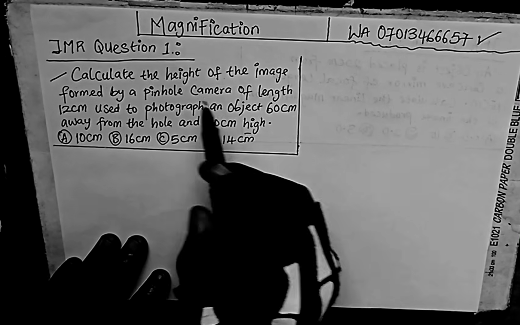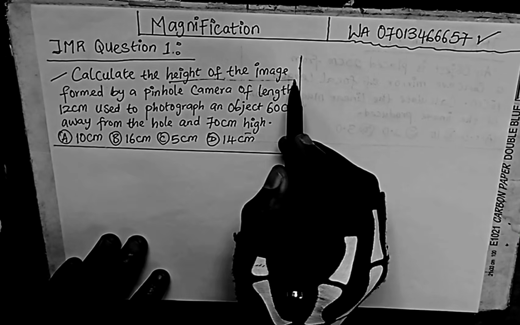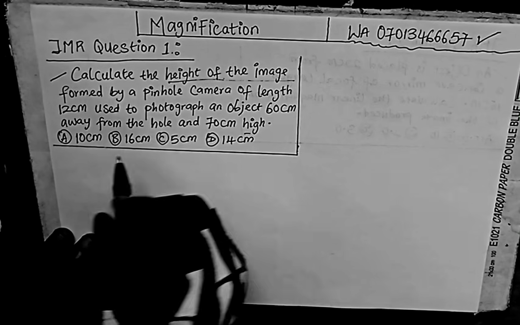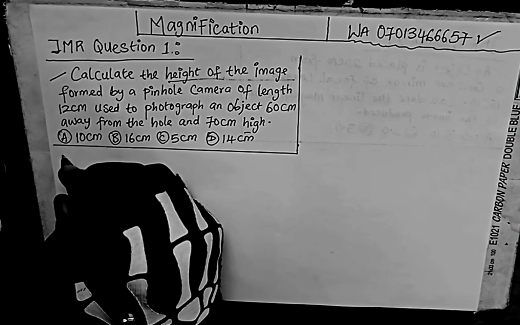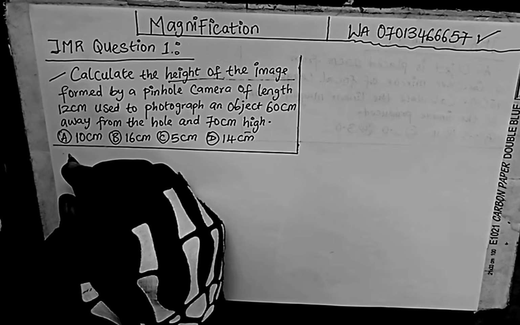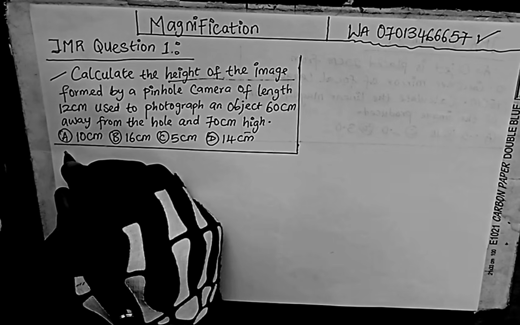So this is the height. They said we should calculate what? The height of the image. That's the image height. Looking at the options, all options are represented in meters. They said we should find the image height, so we can write image height as V.